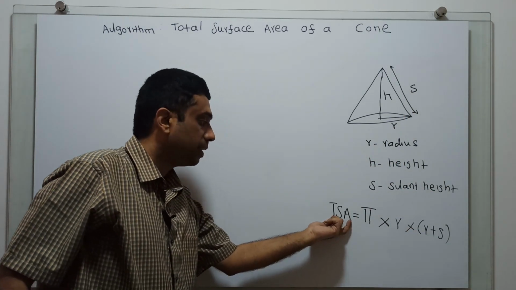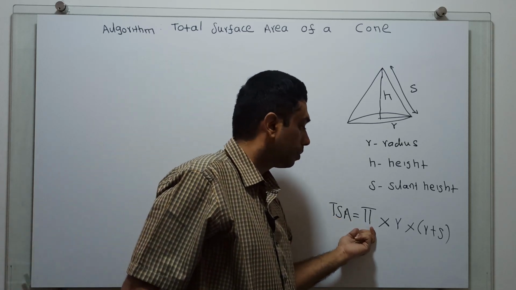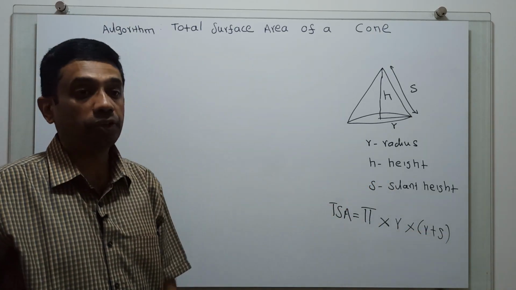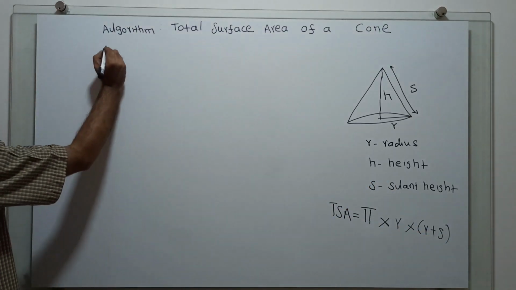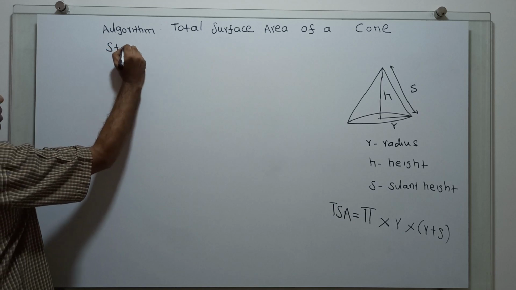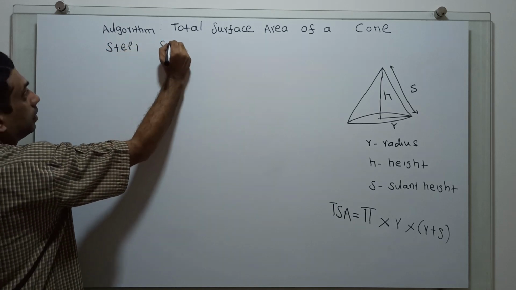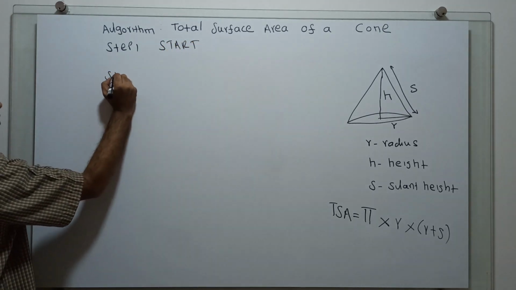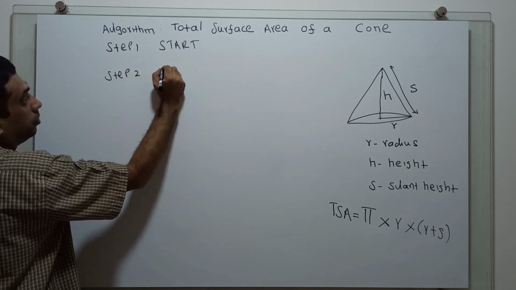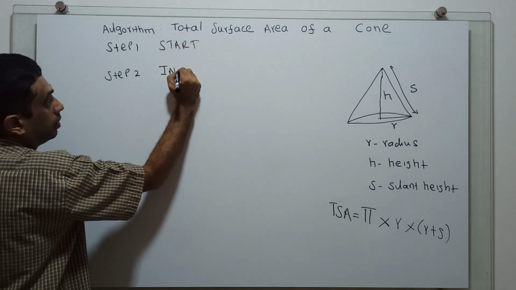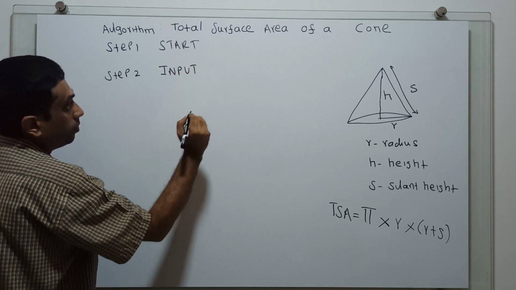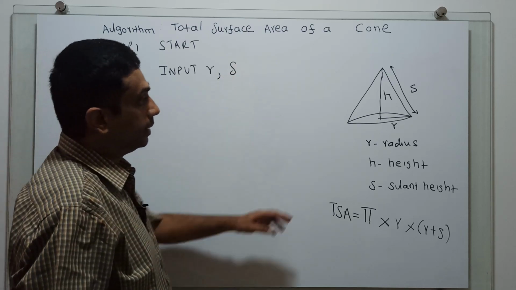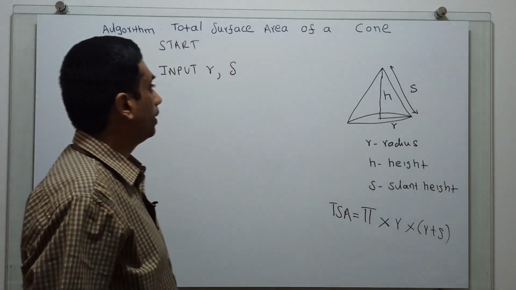The formula for total surface area TSA equals pi into radius plus slant height. For this, we are going to write an algorithm. Step 1 is the logical start of the algorithm. Step 2, input radius and slant height. Radius and slant height are the input.